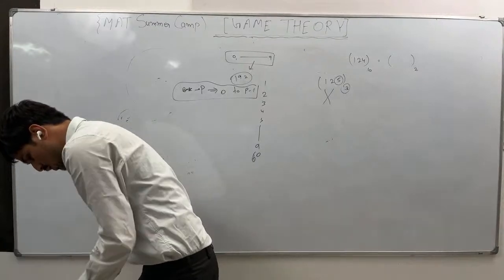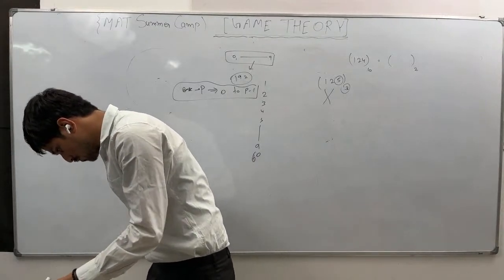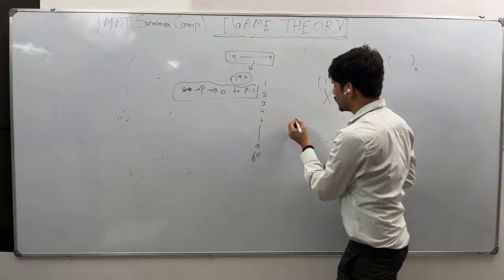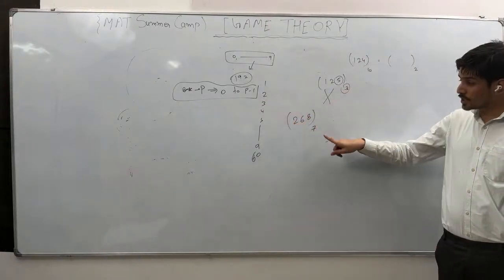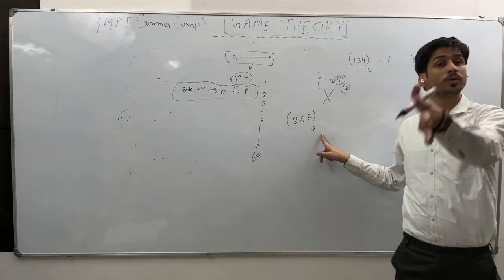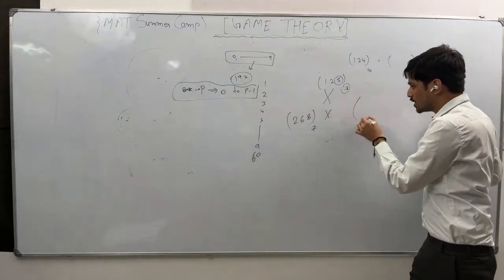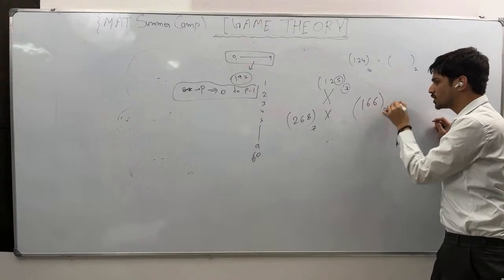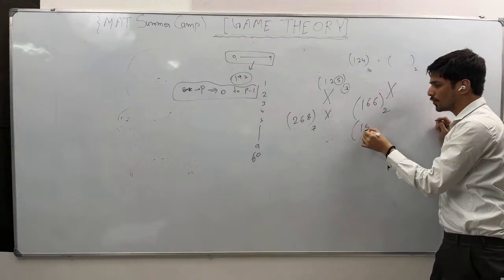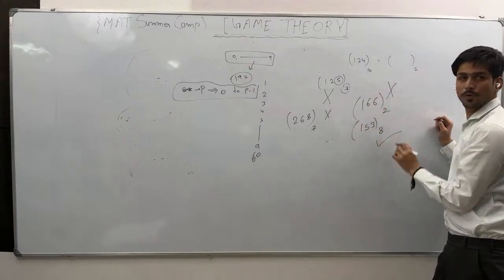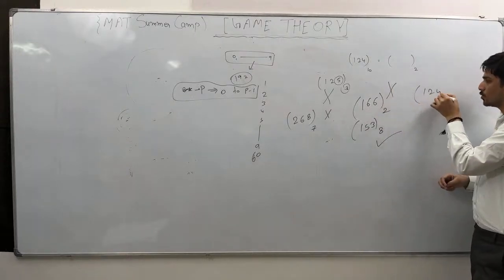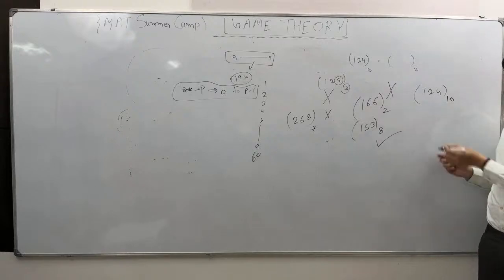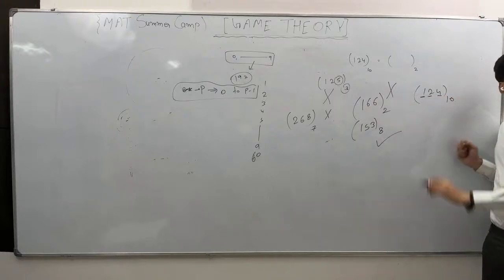If I ask you, let's say 268, is it a correct representation? No, because if the base is 7, the digits available are 0 to 6 only. This one is false. Similarly, 1662 is also false. But 1538 is true. This one is clear. Similarly, when we write 124 in base 10, definitely this is true, because the digits I'm using are 1 to 4 only.